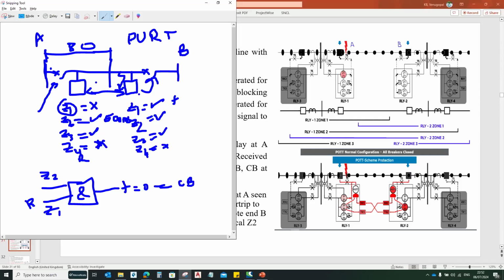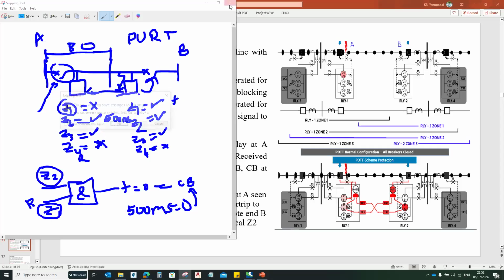So I have that 100% evidence by collecting this zone 1 information from the remote end, and checking it with zone 2 operating at the local end. Then you override that 500 milliseconds to 0 seconds, and you trip this circuit breaker instantaneously. This is called permissive underreach trip.